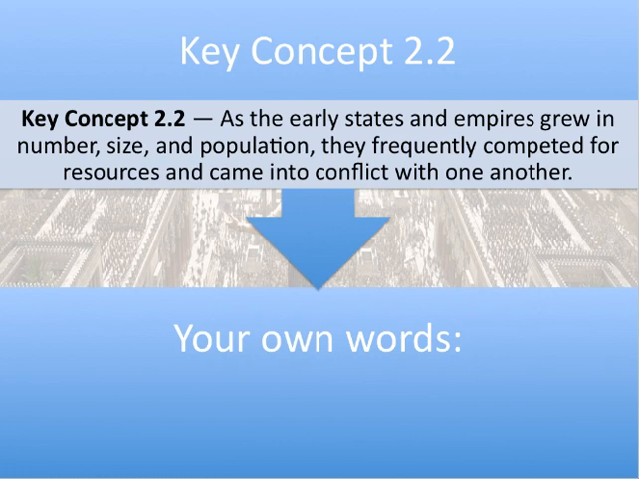Key Concept 2.2 says, as the early states and empires grew in number, size, and population, they frequently competed for resources and came into conflict with one another. Go ahead and pause me to put that into your own words. And I'm back. Hopefully you had something along the lines of, as empires grew, they fought.